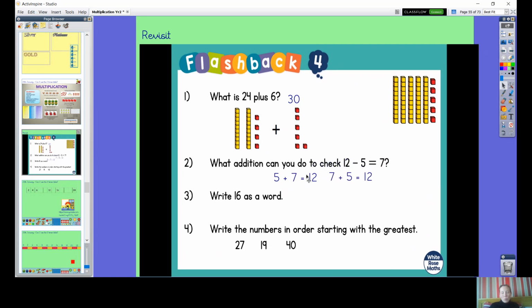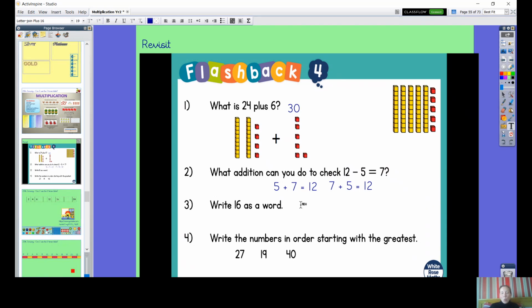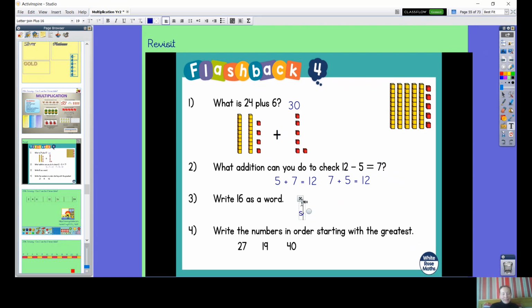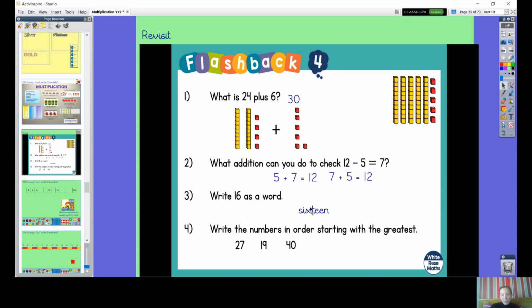Okay, so the next one says, write 16 as a word. So 16, there we go. And if you've been on Spelling Frame recently, you might notice some of these numbers popping up. Okay, so write the numbers in order, starting with the greatest.